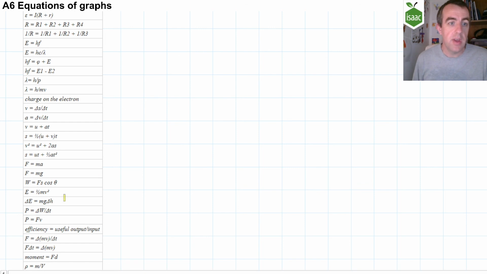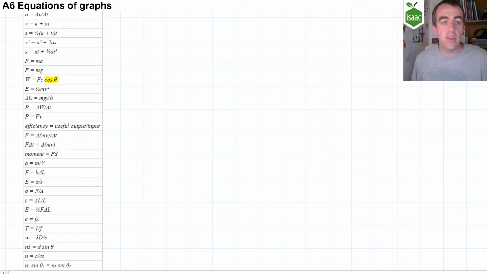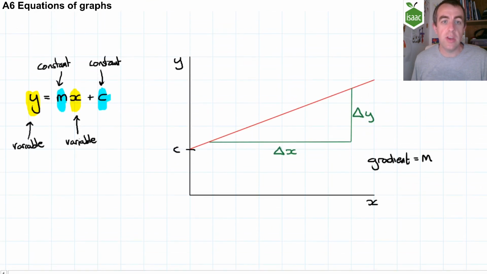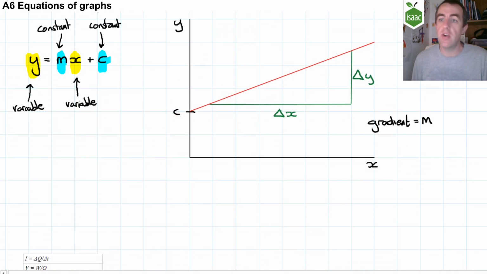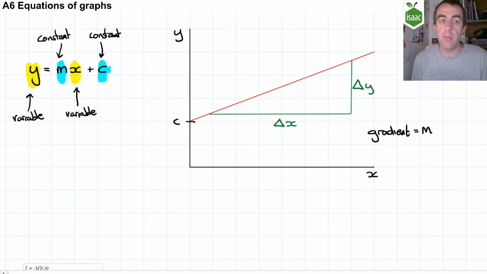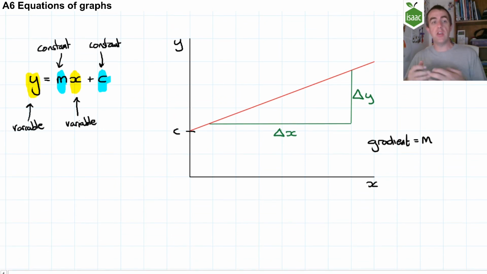Now, some of these equations could be very complicated indeed. For example, equations that have cosines in them. But that doesn't matter. You just do the same thing. You take your equation, you write it in the form variable equals constant times variable plus constant, and that will tell you what to plot on the y-axis, what to plot on the x-axis, and how you then extract those constants from that graph.